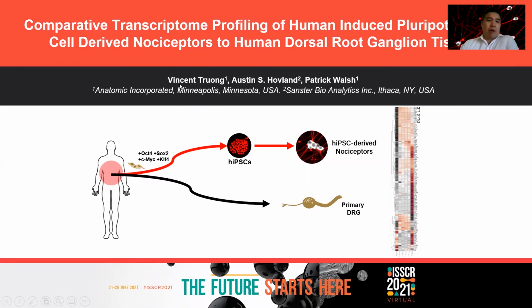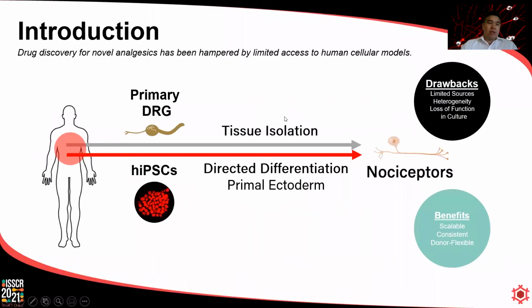I'm going to share our work on comparative transcriptome profiling of human iPSC nociceptors to primary human DRG tissues. The pain drug discovery field has had fairly limited access to relevant human cellular models. The nociceptor is the cell type important for pain transduction.